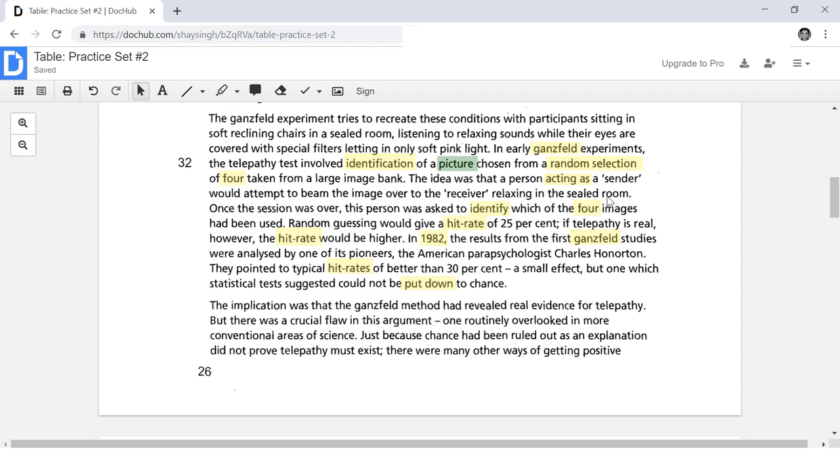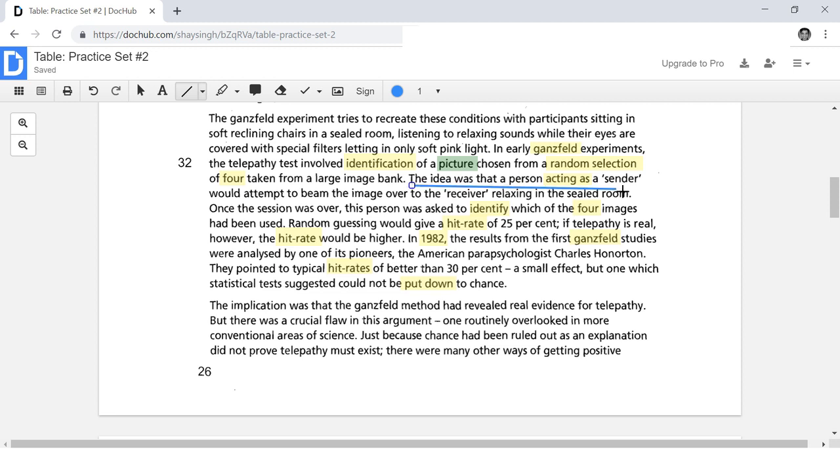Now, before I move on to answering this question, I want to point out one thing about question number 32. You'll notice that over here it talks about a picture, identifying a picture out of a random selection of 4. But then here it mentions the word image. Beam the image over. And then it mentions image over here as well. But particularly over here, because here it talks about image bank. But right here it's using image as a synonym for the word picture, right? So when it comes to the answer to question number 32, it's fine if you just put image or if you put picture. Both of them are going to be the correct answer.